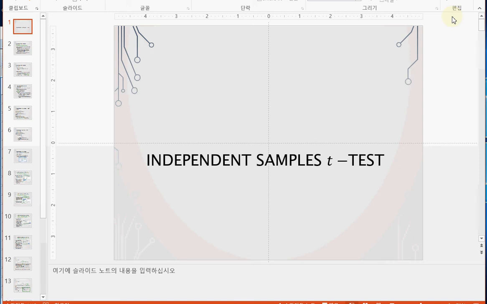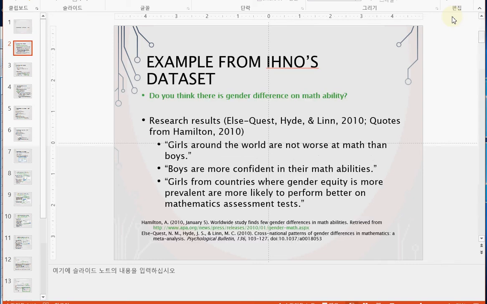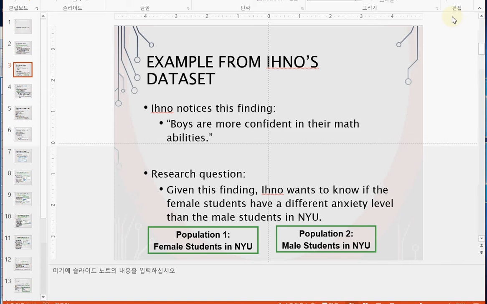Well, it is the last part of this lab. Let's go over the independent sample t-test. So the research question is, it wants to know if female students have a different anxiety level than the male students in NYU. So notice that it involves two independent groups and would like to know if the female's anxiety level is any different from the male. So it's good to go with the independent t-test.